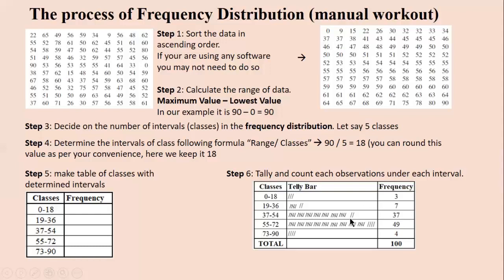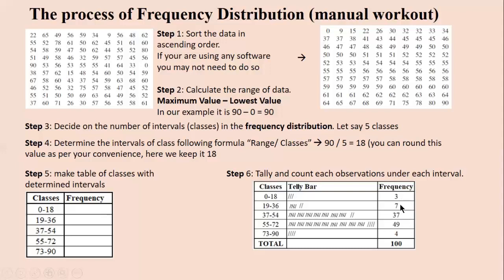So I'll be putting 37 bars, and by counting, I'll be confirming my frequency. That is 37, and 37 means there are 37 observations that belong to this group. Similarly, we are doing the same practice for the next class and the last class. Here we have calculated the frequency for each class or interval.